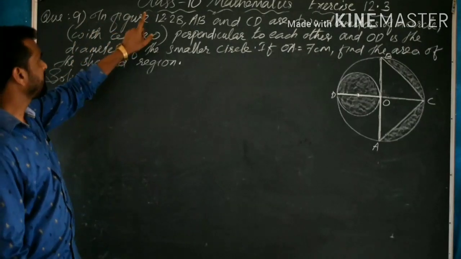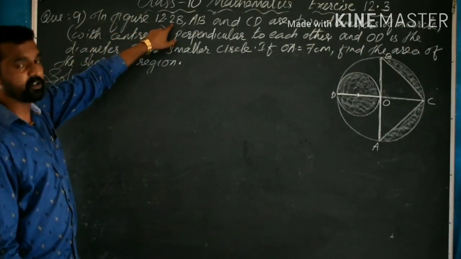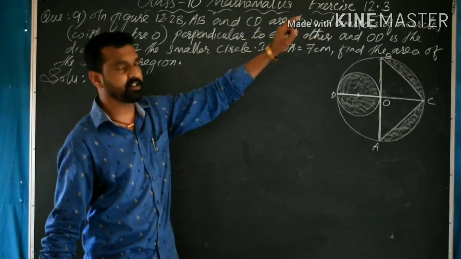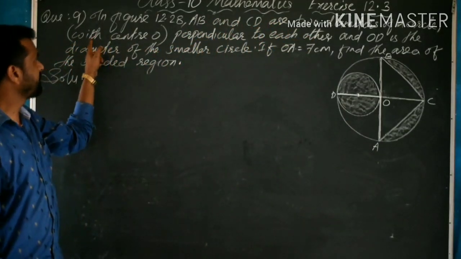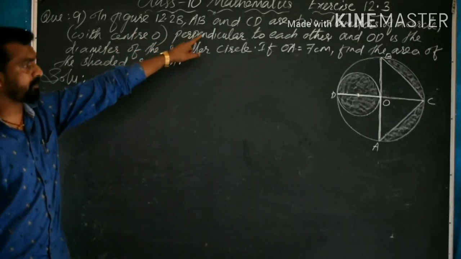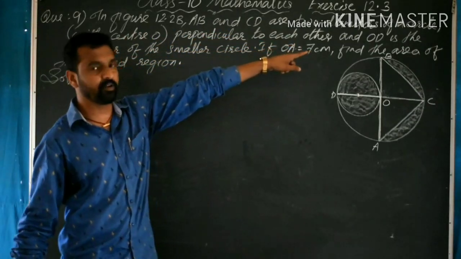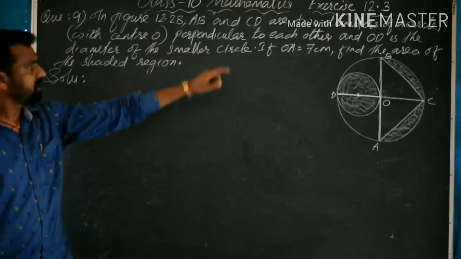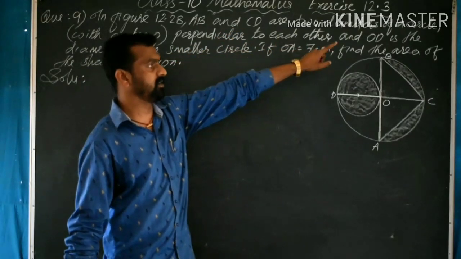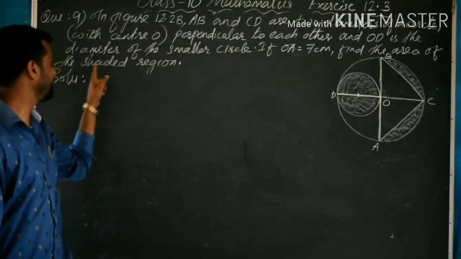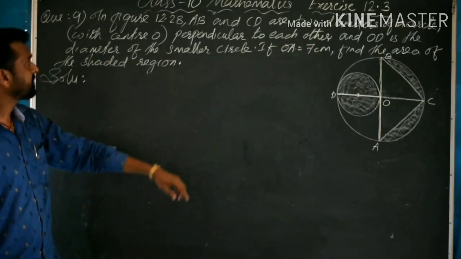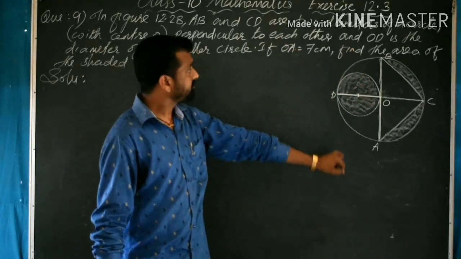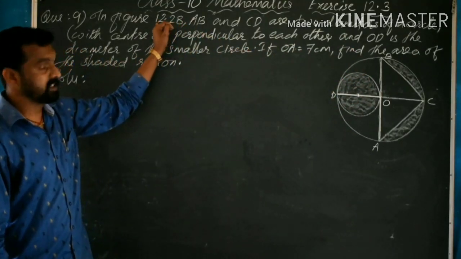Question says that in the figure 12.28, AB and CD are two diameters of a circle with the center O, perpendicular to each other, and OD is the diameter of the smaller circle. If OA is equal to 7 cm, find the area of the shaded region. The figure is given there in the question. Let's see the question once more.